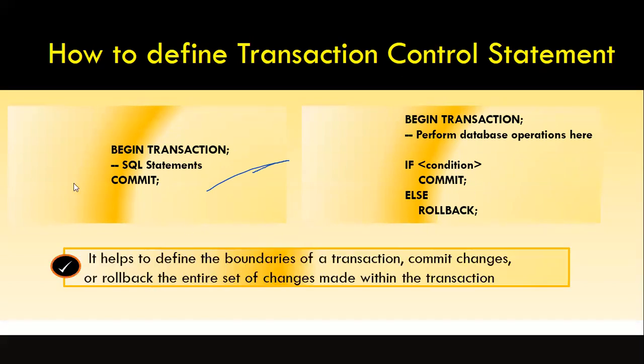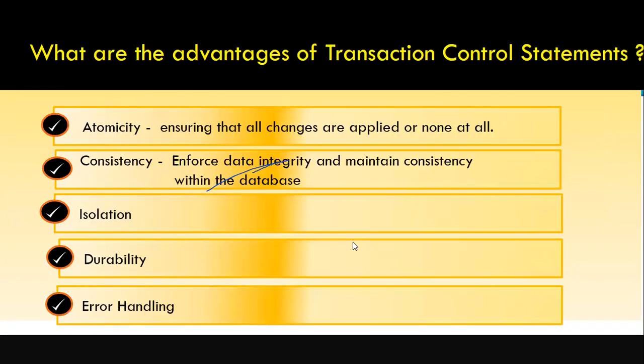The transaction control statements help us define the boundaries of a transaction: when to commit, when to roll back. We will see that a little later. Before that, let us understand what exactly atomicity is all about. So give me some example. Ensuring that all changes are applied or none at all is fine, but let's see an example here.